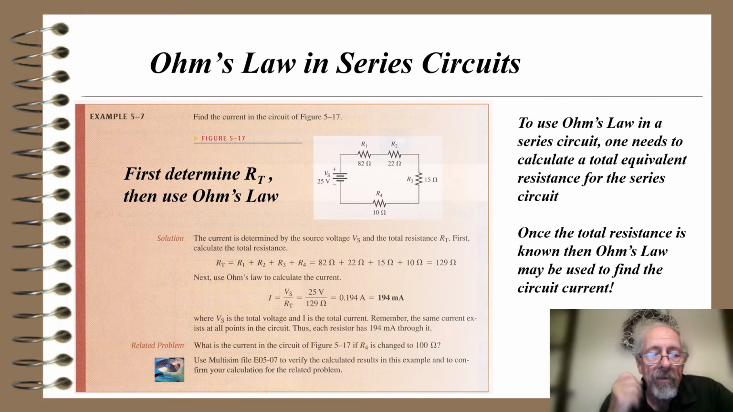In the example solution here, they've added the 4 resistors together. They get 129 ohms. Then they say I equals V sub S over R total, which is 25 volts over 129 ohms, which is equal to 0.194 amps or 194 milliamps if you move the decimal point over 3 places to the right. So to use Ohm's law in a series circuit, one needs to calculate the total equivalent resistance for the series circuit. Once the total resistance is known, then Ohm's law may be used to find the circuit current.